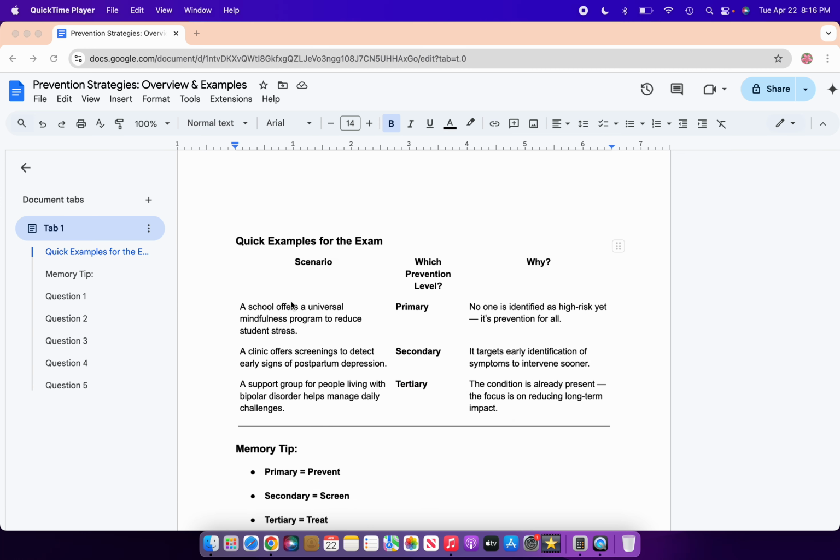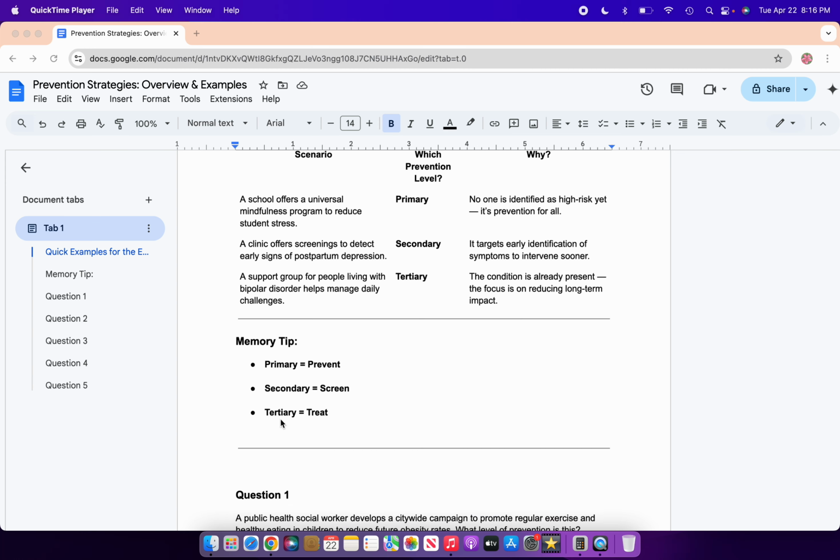Here are some quick examples for the exam. So thinking about schools, a scenario, school offering universal mindfulness program to reduce student stress, that's primary. No one has been identified at risk yet. It's prevention for all. A clinic offers screenings to detect early postpartum depression. Secondary, it targets early identification of symptoms to intervene sooner. And a support group for people living with bipolar disorder helps manage daily challenges. So tertiary, the condition is already present. The focus is on reducing long-term impact.